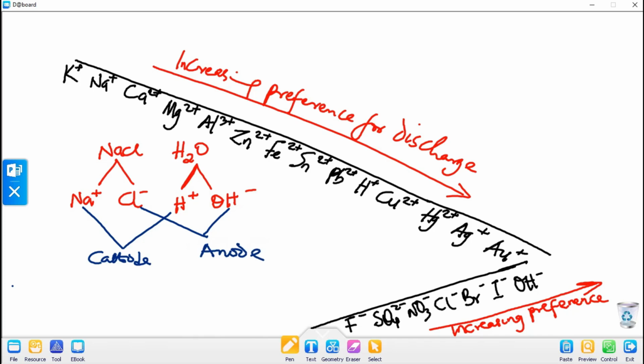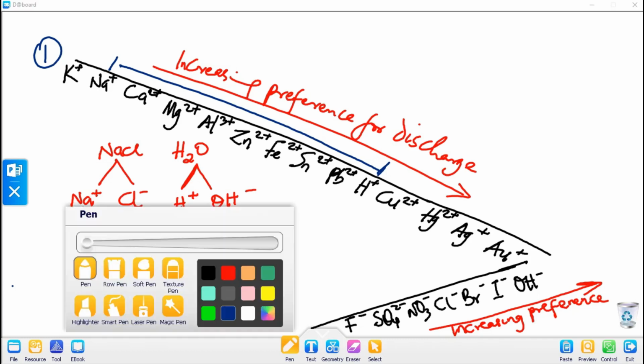Now at the cathode, between hydrogen ion and sodium ion, who will be discharged at the cathode and who stays back in the solution? We'll observe that according to the first rule which we are talking about here, the preferential discharge of ions. So who will be preferentially discharged between sodium and hydrogen? We can see that the distance between sodium and hydrogen is quite a gap. We can see how far sodium is from hydrogen. So that tells us that sodium will stay back in the solution while hydrogen will be discharged at the cathode.